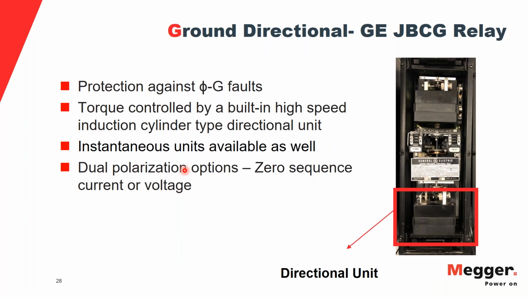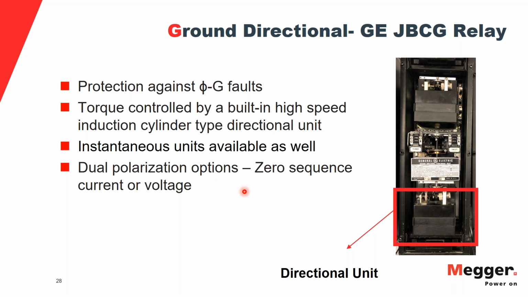Let's take an example now of a ground directional electromechanical relay. GE JBCG is one of the ground directional relays. It provides protection against phase to ground faults. You can see that there are 3 different units in this box. The bottom one is the directional unit, exactly like what we had in the ABB-CR relay. And then they have a TOC unit, which is the time over current unit, and an instantaneous unit right here in this particular relay.